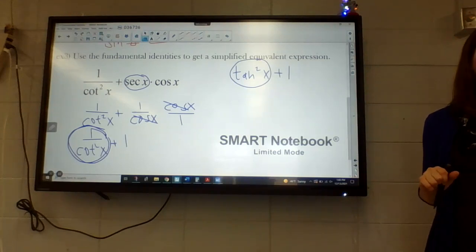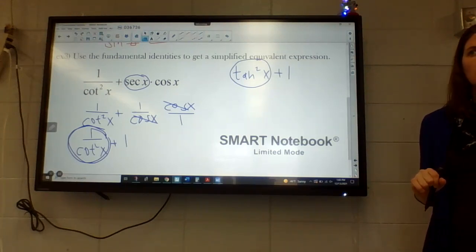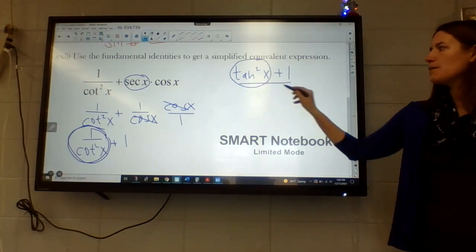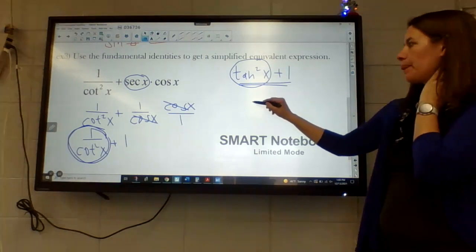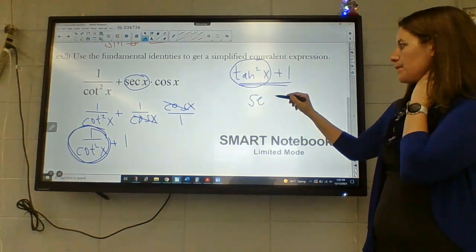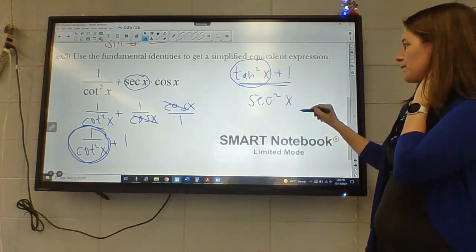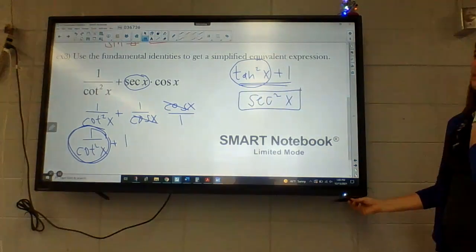Are we okay? No? What do you see about this? That exact thing is written on our paper somewhere. What does that equal? Equals secant squared. I was looking at everything but the one right now.